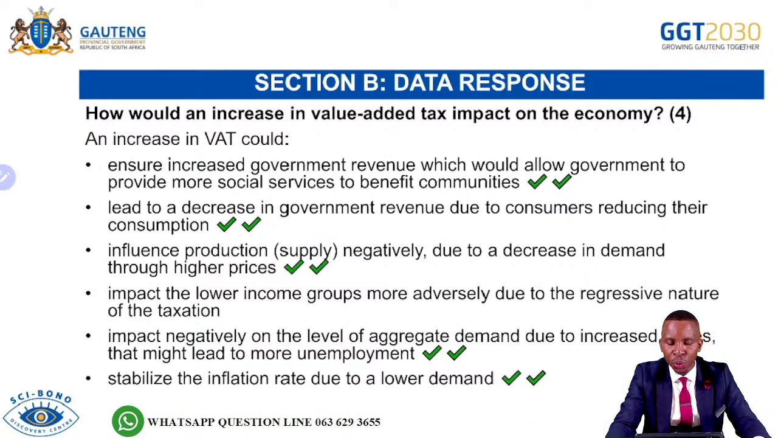Stabilize the inflation rate due to lower demand for goods and services. So the demand-pull inflation can be stabilized because consumers will be demanding fewer goods and services, which means the demand might find itself being equal to the supply of goods and services.